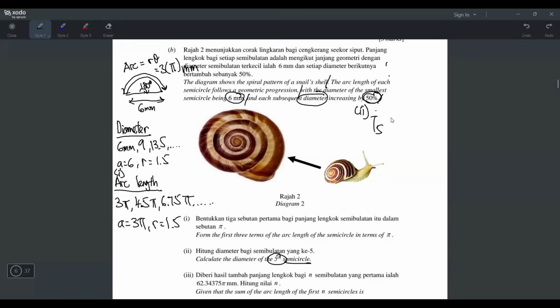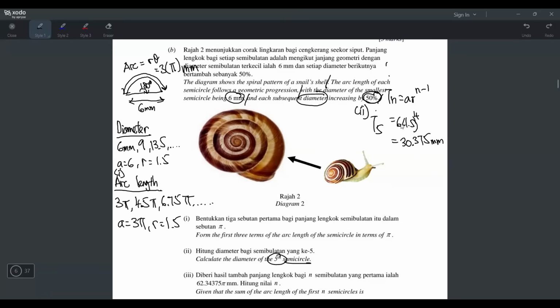Because if you want the diameter of the fifth semicircle, you just use this progression and find T5. The formula for Tn is A R power n minus 1. So if your n is 5, then it will be R power 5 minus 1, which is power 4, and the A and R are 6 and 1.5. Just press the calculator and you will get your answer. Okay, let me press. My calculator gives me 30.375. And please make sure you write the unit, because this is the diameter and it is in millimeters, mm.